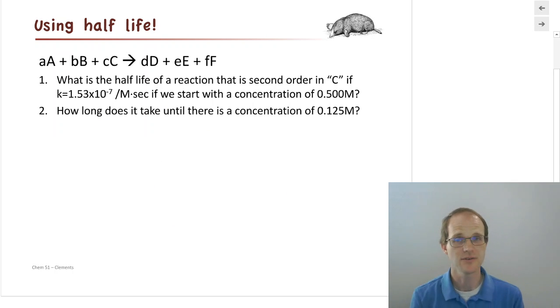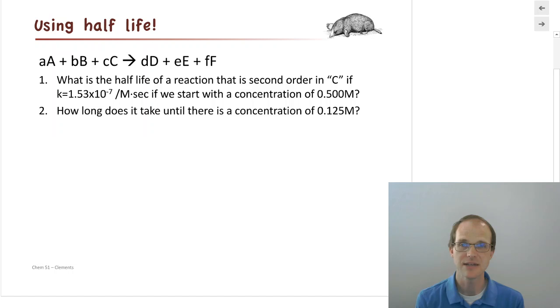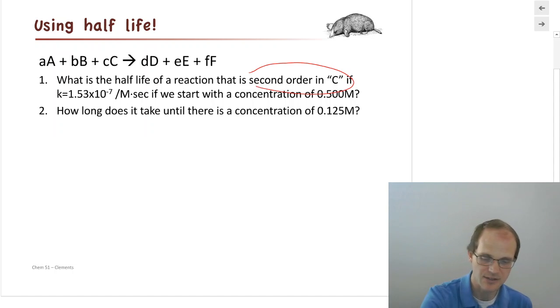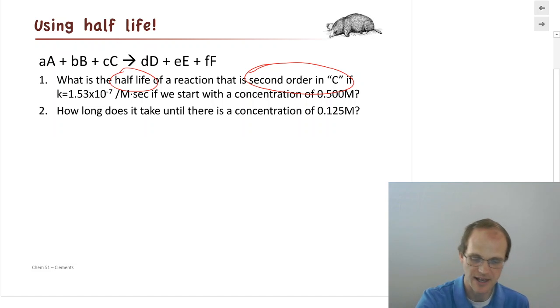So let's go ahead and use it. We've got a reaction A, B, and C going to D, E, and F, and we want to know the half-life of the reaction that's second order in C. We've got a K value, and we're going to start with a concentration of 0.5 molar. So as soon as we know that it's second order in C, and that we're talking about half-life, we can just write down the second order half-life equation.